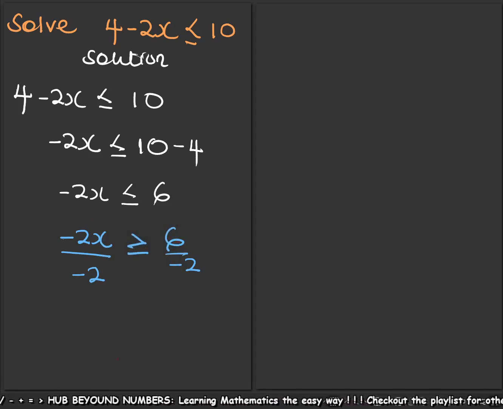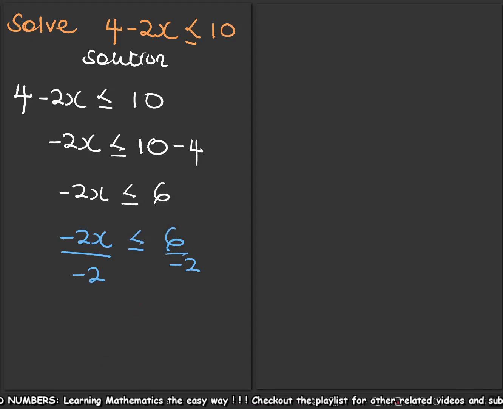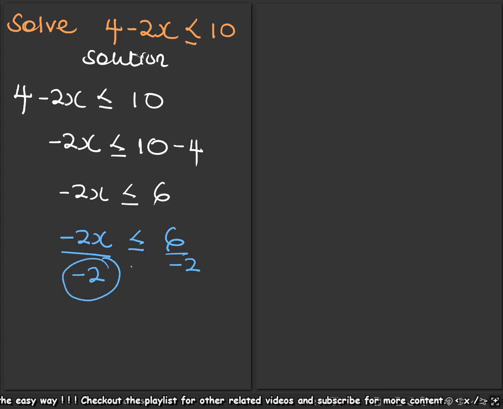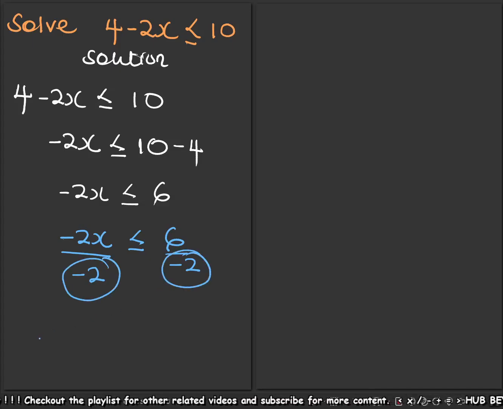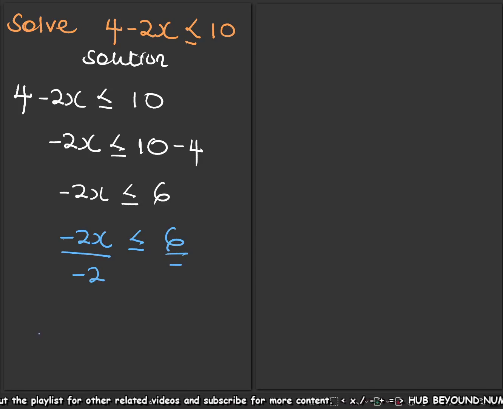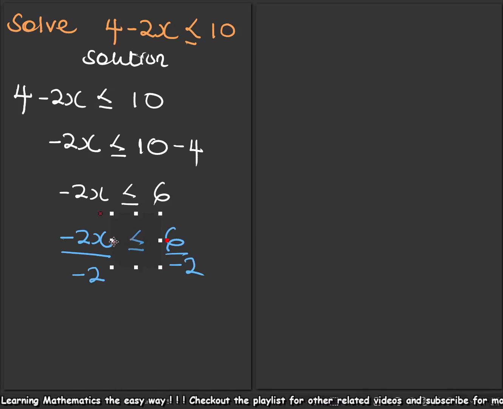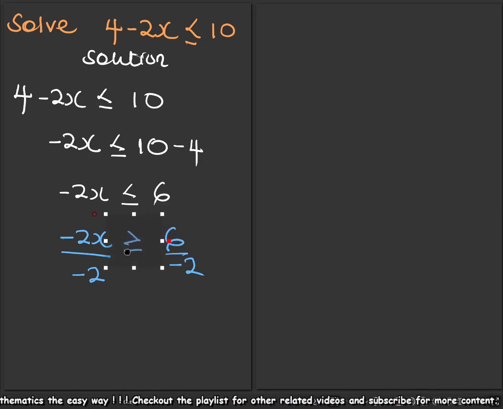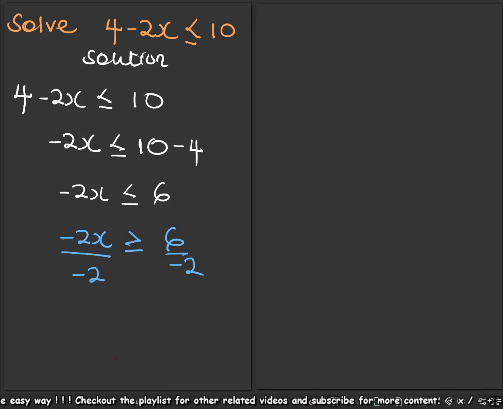You see, as I flip here, previously it was less than or equal to. But if you divide by a negative number, you always have to make sure that you flip your inequality sign, right? So in that case, it's no more less than or equal to, but a greater than or equal to. Then we proceed from there.